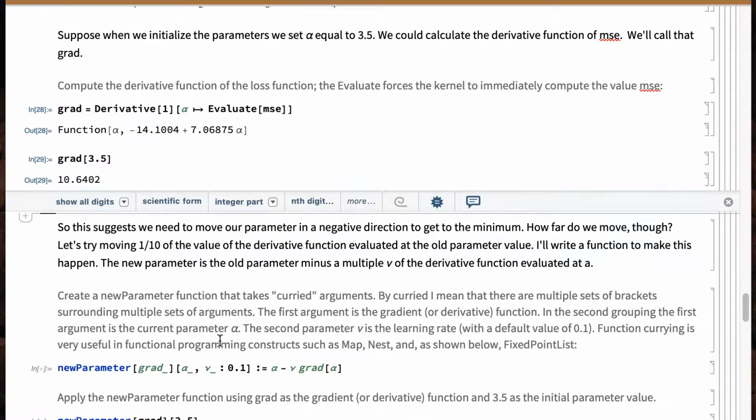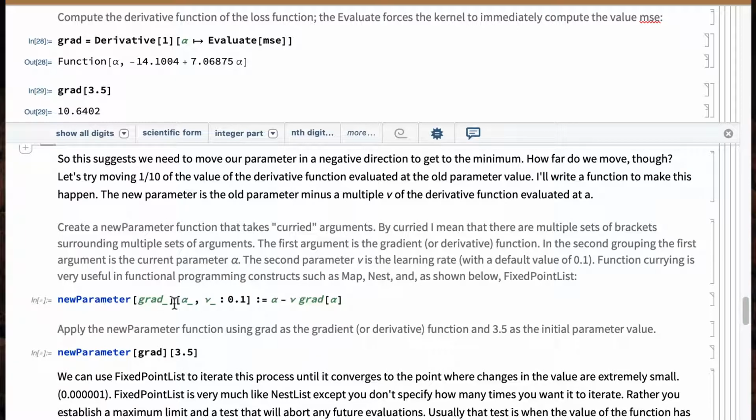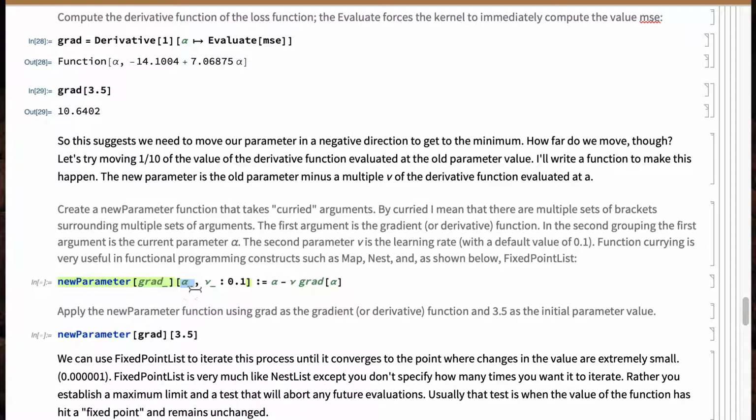And so I'm going to write a function that moves me. We're going to start with an initial guess for the parameter, a learning rate of 0.1. You remember learning rates from gradient boosted trees? Well, they're back. And here's our derivative function. And so our new parameter value is our old parameter minus, because we're going in the opposite direction, the learning rate multiplied by that gradient or derivative function evaluated at the old parameter.